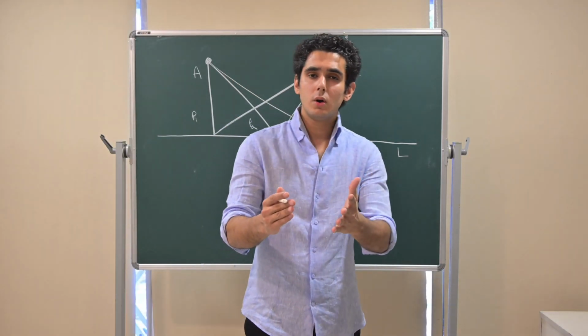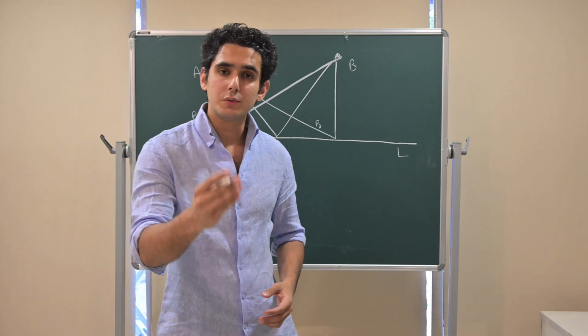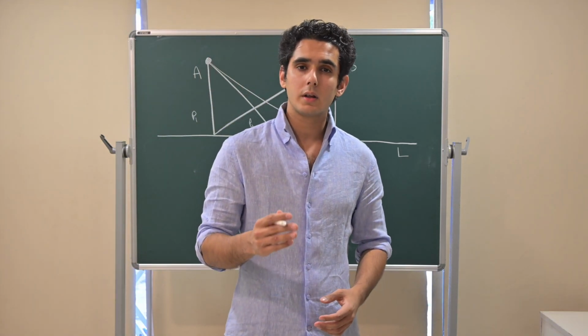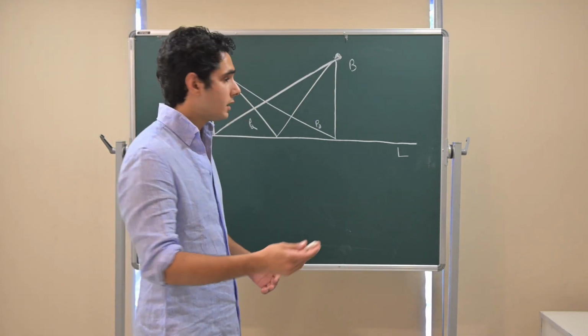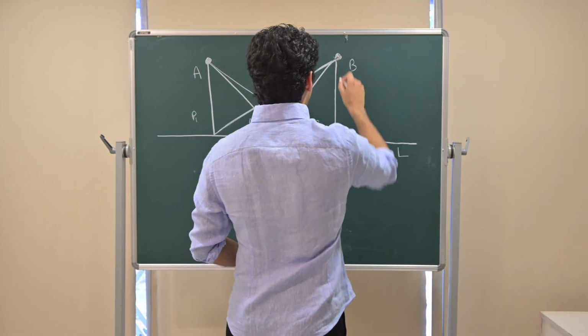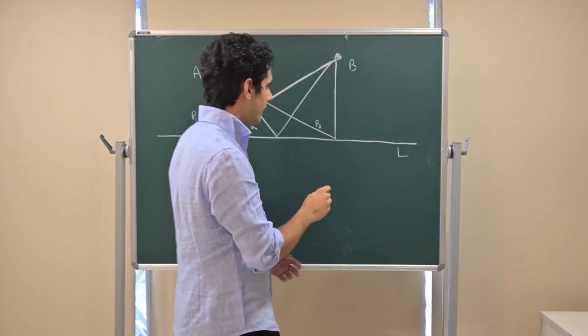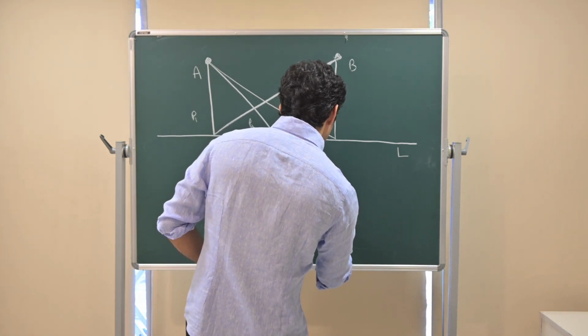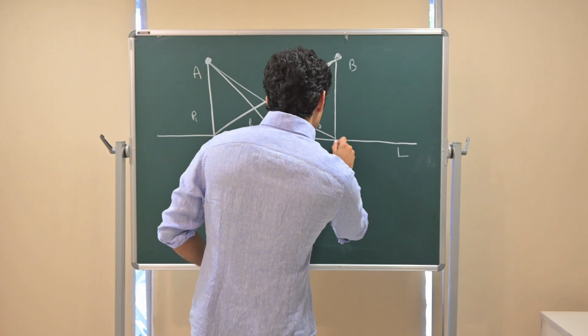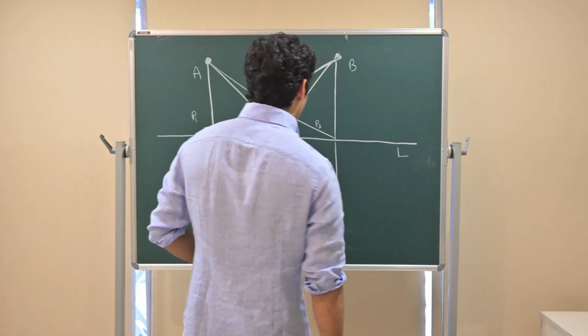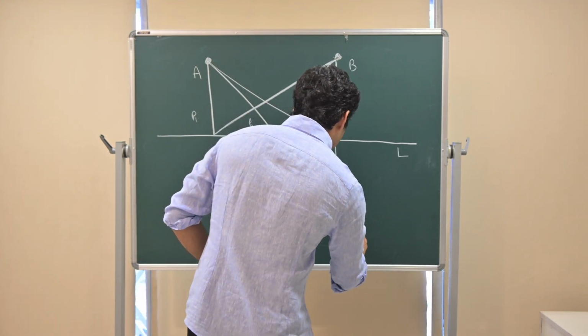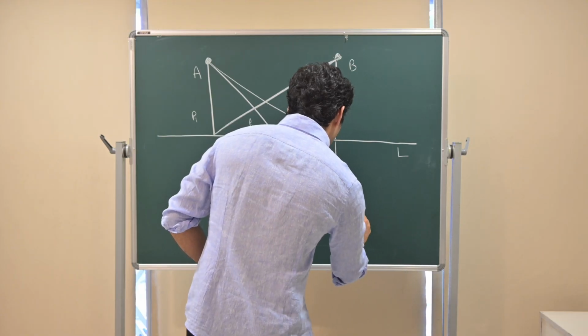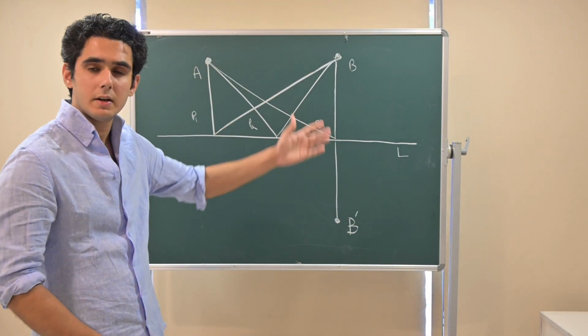So, to do so, we are going to use a beautiful idea from geometry called reflection. That is, we are going to reflect the point B about the line L. And we are going to name this point B prime, the reflection of B.